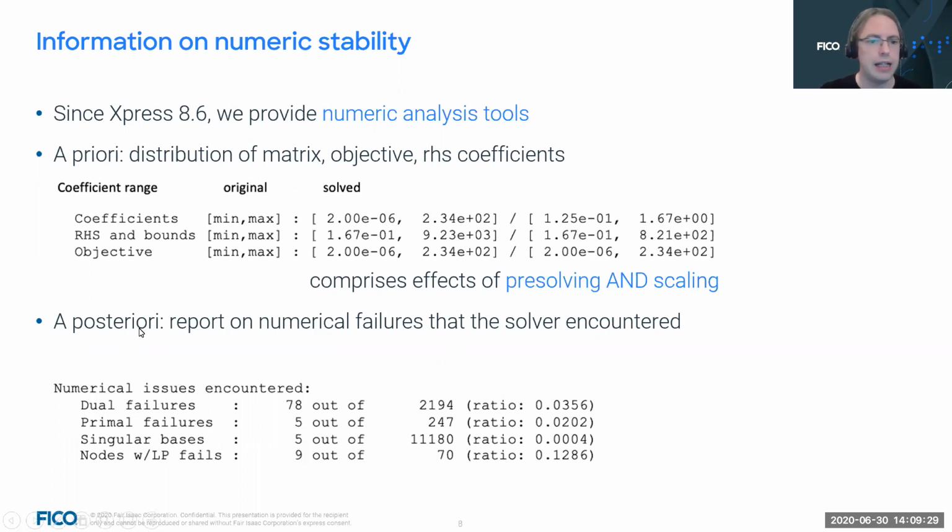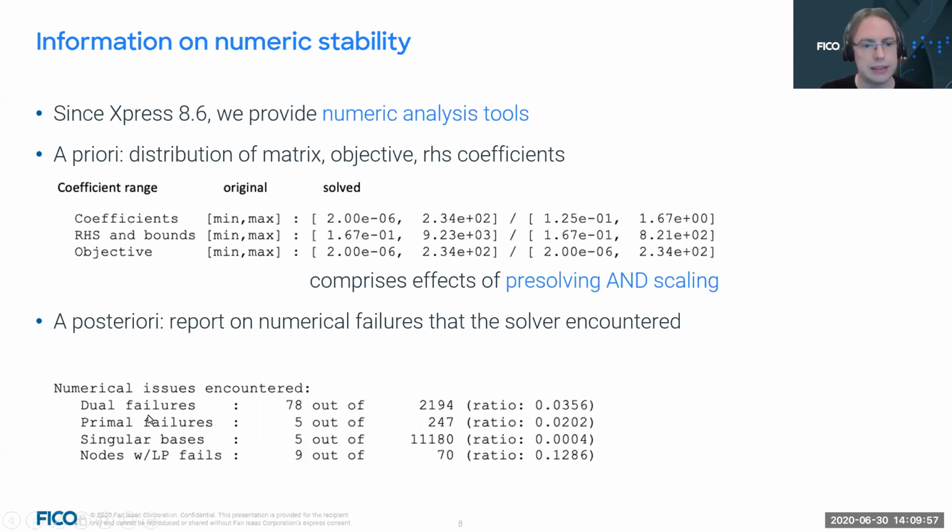And then there's a posteriori information. This is not belonging to the same matrix here. This is from a different example. After conducting a solve, you will get a report on numerical failures that the solver encountered. Here, these are different kinds of failures, and you see how frequently they occur. So this is really bad. If you see such a thing, you should start worrying about the solution process of your problem.